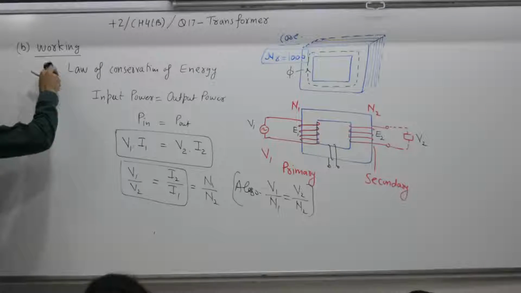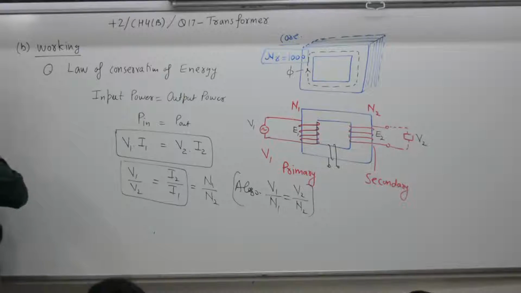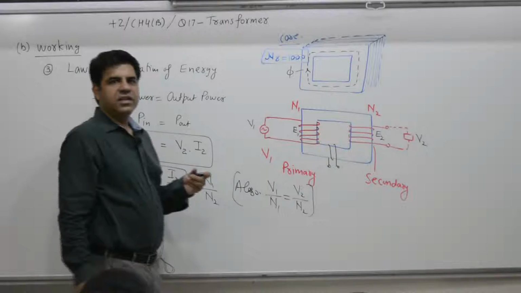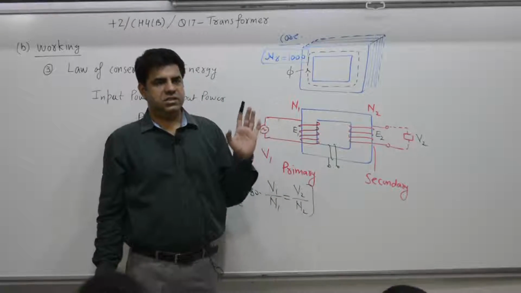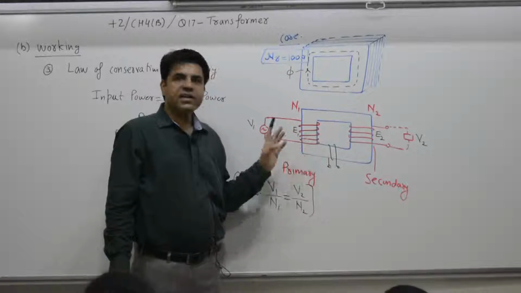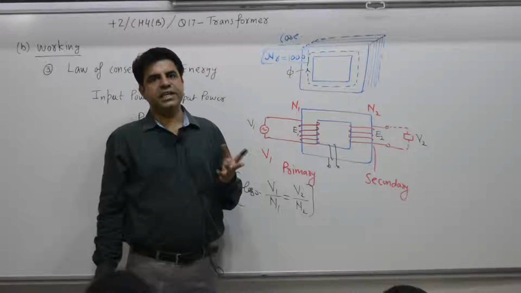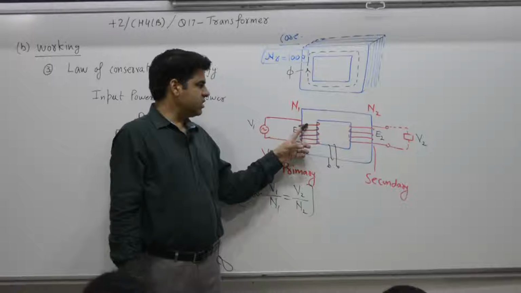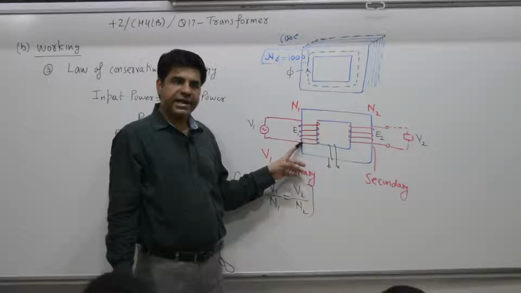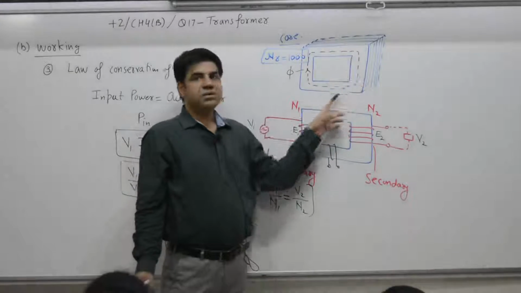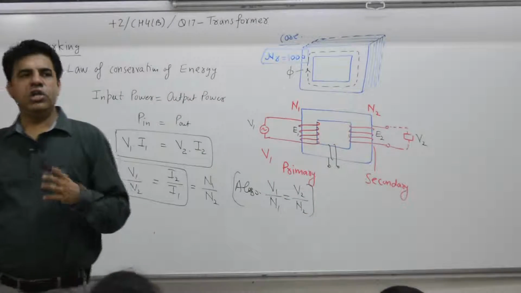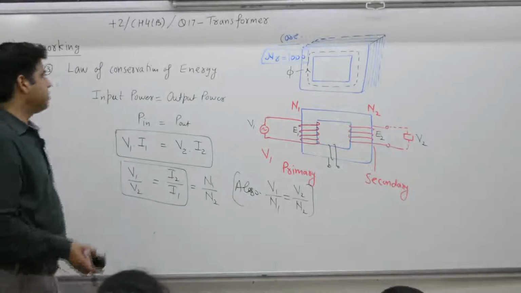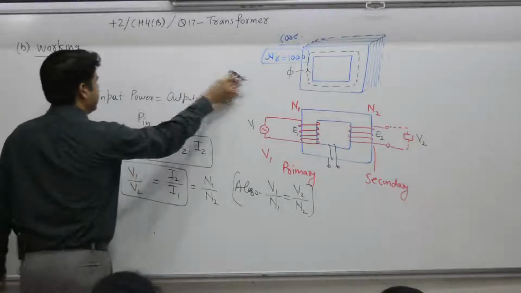Point number 3, practical transformers. Transformer will have a core, that means losses. Transformer will have winding, that means losses. Heating loss in the form of copper loss in the winding. And in the magnetic material, hysteresis loss, vibration, all those losses are there. That means practical transformers have losses.